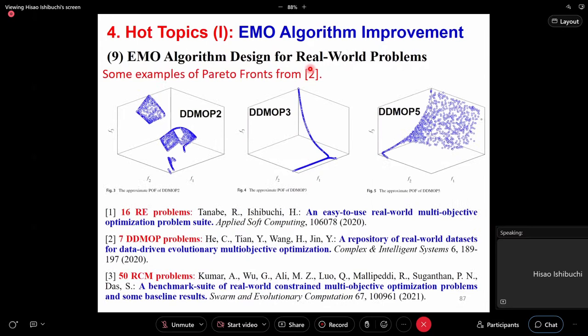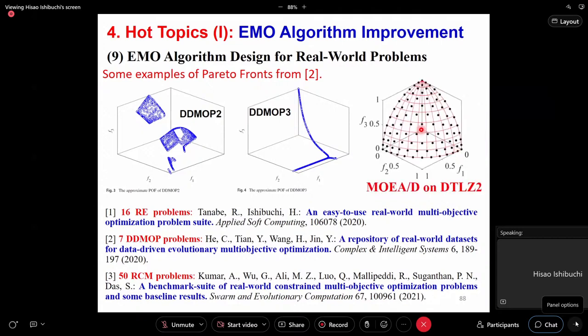Another hot topic is MO algorithm design for real-world problems. Here, I show three examples of real-world problems' Pareto fronts. The Pareto fronts of real-world problems are very complicated, totally different from standard test problems. Almost all current MO algorithms have been designed for standard test problems. Those algorithms work very well on standard test problems. However, they have some difficulty when they handle real-world problems with complicated Pareto fronts.